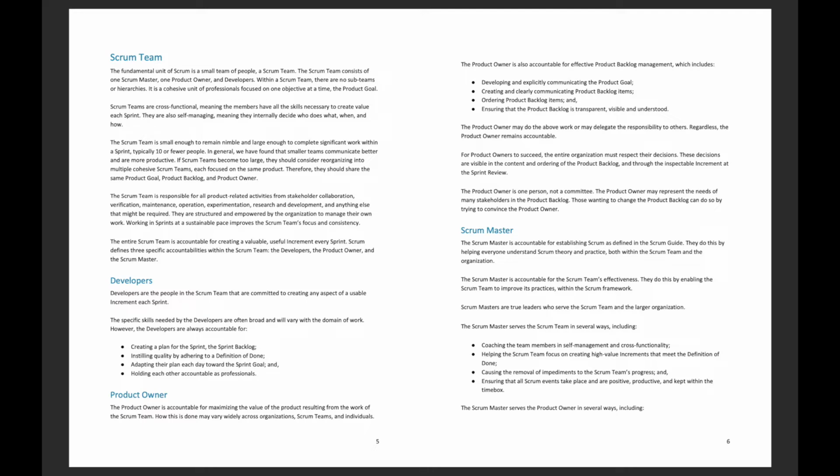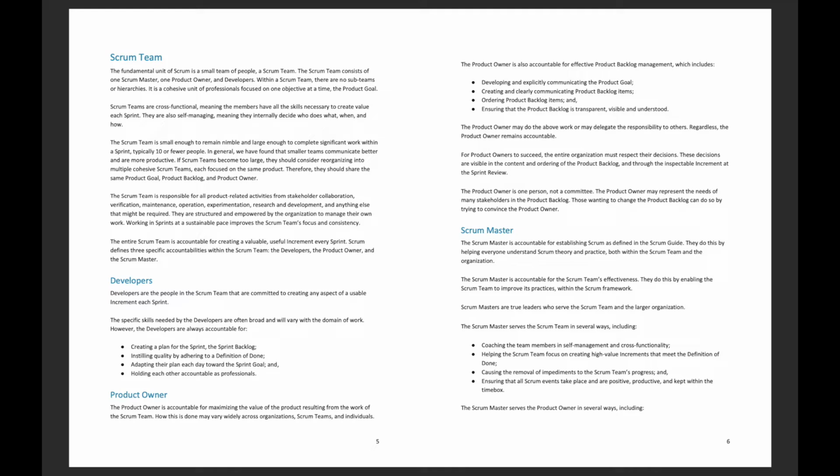Developers. Developers are the people in the Scrum team that are committed to creating any aspect of a usable increment each sprint. The specific skills needed by the developers are often broad and will vary with the domain of work. However, the developers are always accountable for: number one, creating a plan for the sprint backlog. Number two, instilling quality by adhering to the definition of done. Number three, adapting their plan each day towards the sprint goal. And number four, holding each other accountable as professionals.